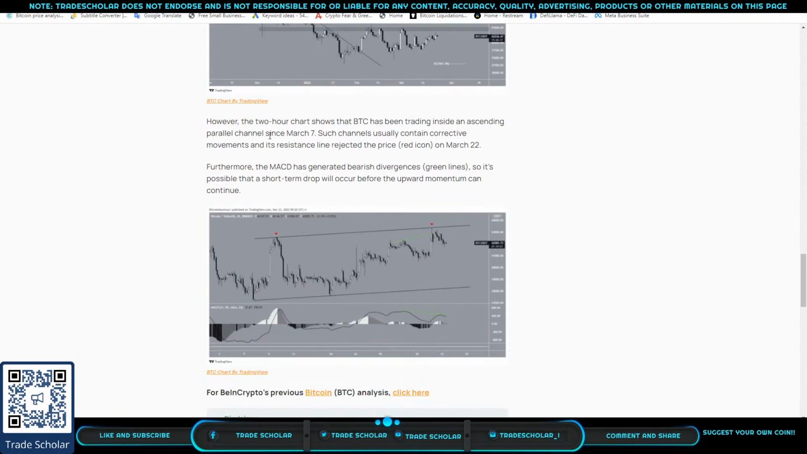However, the 2-hour chart shows that BTC has been trading inside an ascending parallel channel since March 7. That channel usually contains corrective movement, and its resistance line rejected the price. So we got rejection and we are going down in our time frame.